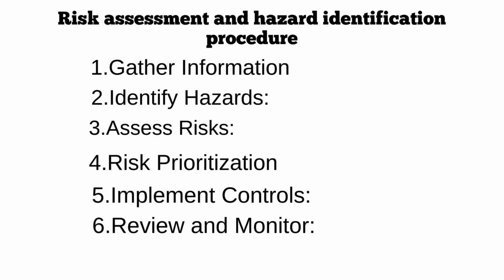The fifth step we have to consider, that is risk prioritization. Prioritize risk based on their severity and likelihood of occurrence. Focus on addressing high risk hazards first, followed by moderate and low risk hazards. Then we need to implement controls. While implementing controls, develop and implement control measures to eliminate or minimize identified risk.